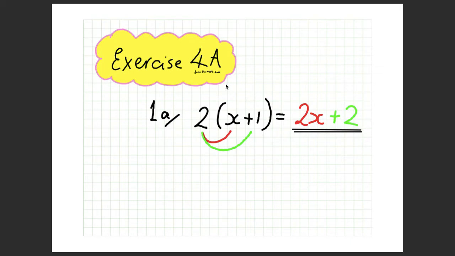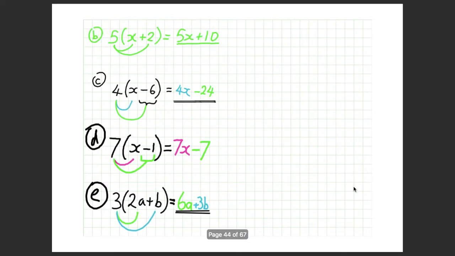So exercise 4a, actually from the MYP4 book, so a little bit of a challenge there. 2 times x plus 1, so 2 times x is 2x, 2 times 1 is 2. That's straightforward enough, but it's actually from the MYP4 book. And then some more from the same book. If we were actually in class and not in lockdown, as we currently are as I record this video, then you'd be having a go at these first in class, and then we'd be looking at the answers. But I'm just going to go straight into the answers here.